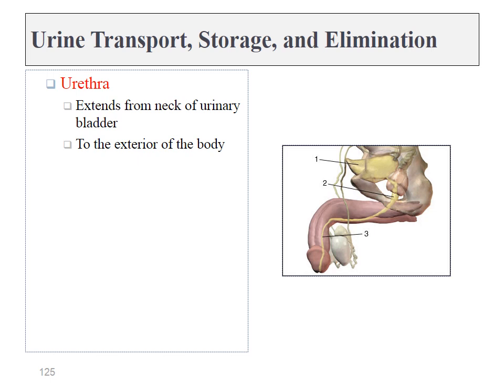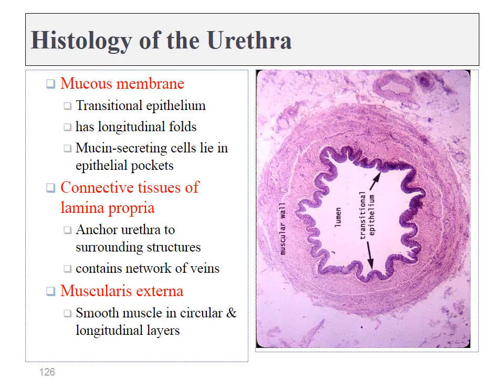From the bladder, urine will be excreted through the urethra, which exits the body. The urethra is also lined with transitional epithelium, shown here in this darker purple, and then a little bit of connective tissue, then we have muscle, and then an outer layer of connective tissue as well.